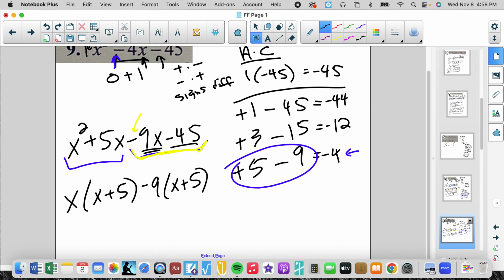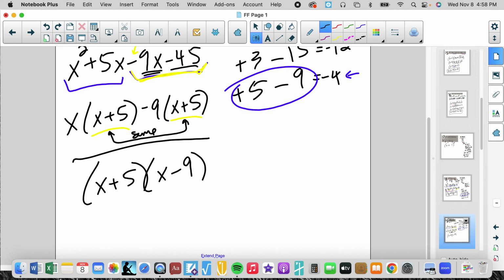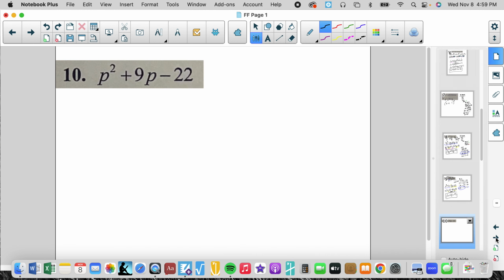These are the same. Remember, these have to be the same. That's your visual identifier that you did it correctly. They must be the same. And since they are the same, I'm going to pull them out. And that leaves me with x minus 9. So that's how we factor that polynomial. Let's check the old phone. Nope, everything's good.